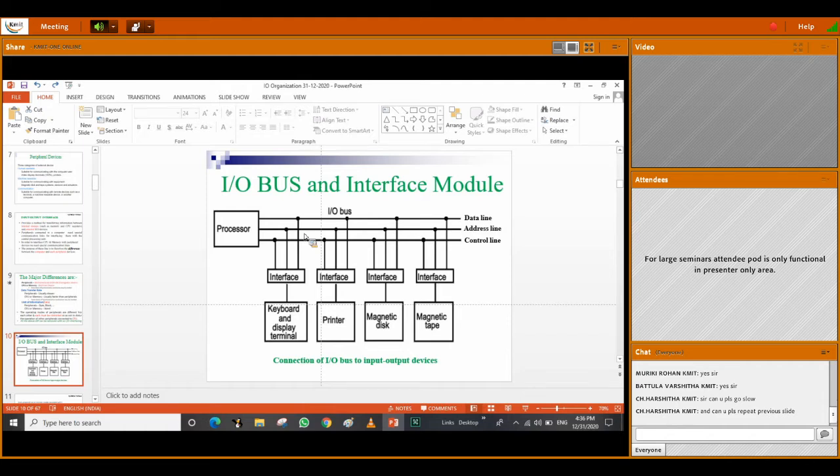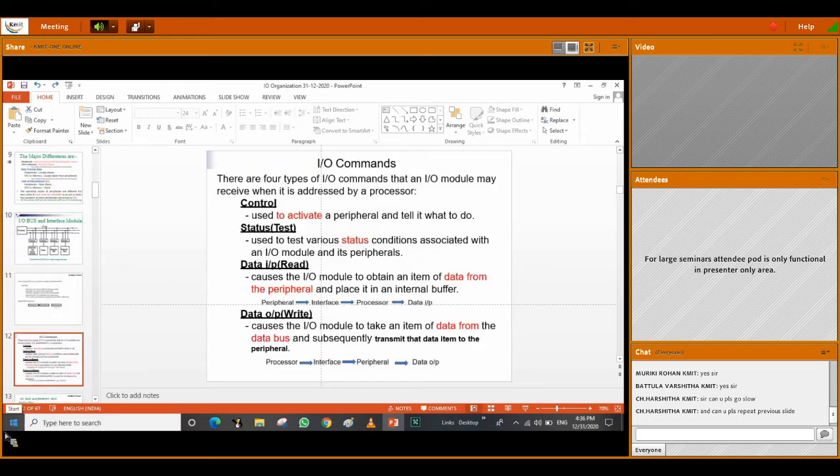Okay, noted this. And here again we can discuss some command lines. There are four types of commands: control command, status command, data input command and data output command.